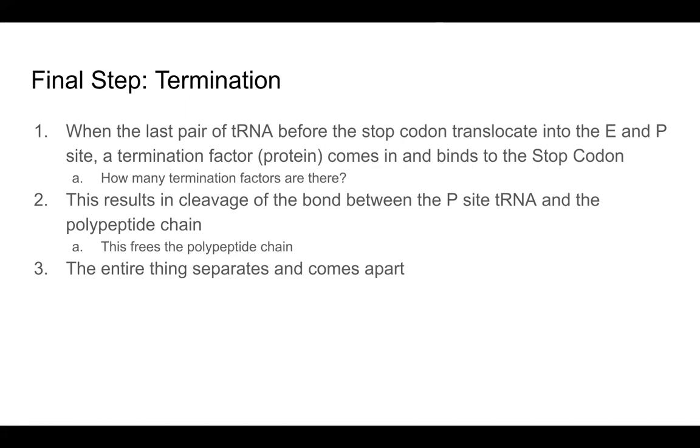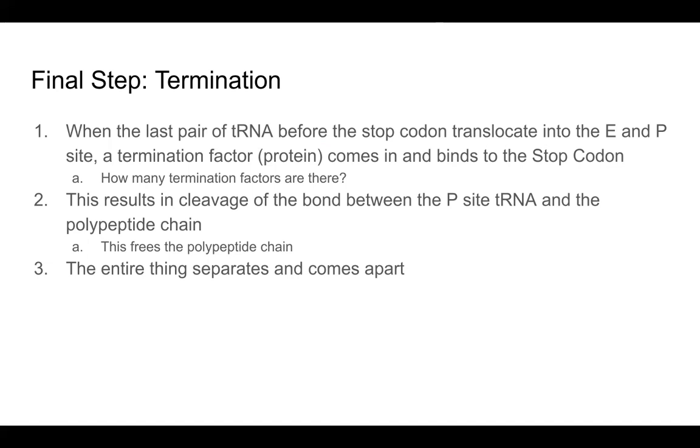A good question is how many termination factors are there? The thing to think about here is the fact that there are 3 stop codons: UGA, UAG, UAA. And because this protein has to be specific to stop codons, there have to be 3 different proteins that bind to those 3 stop codons. So there have to be 3 separate termination factors that are specific to each of those stop codons.